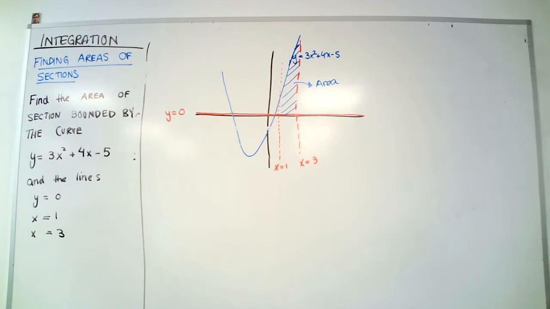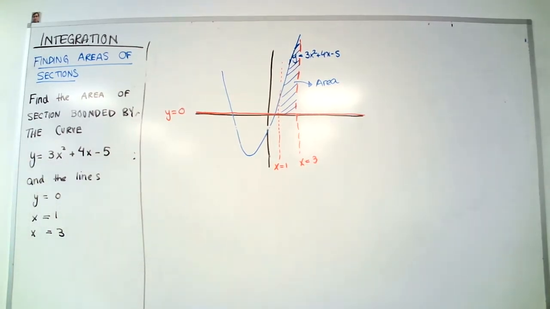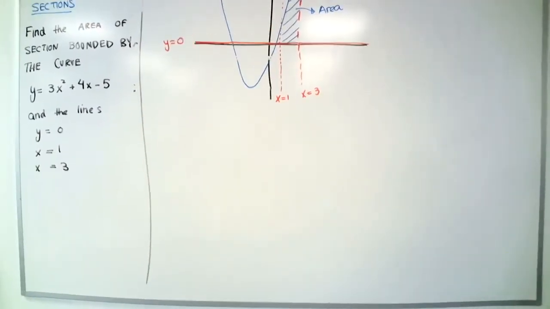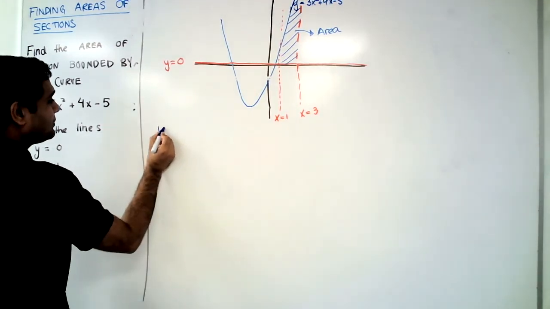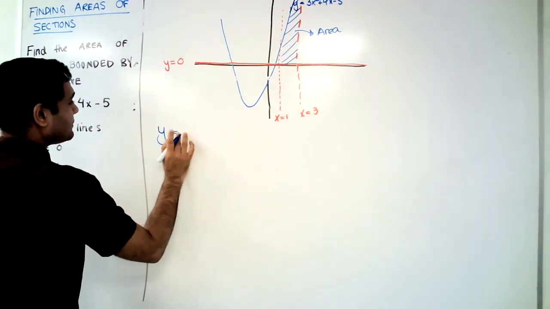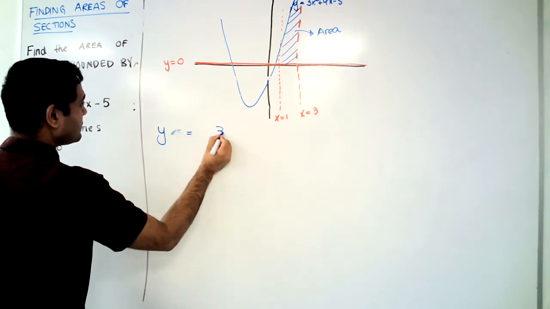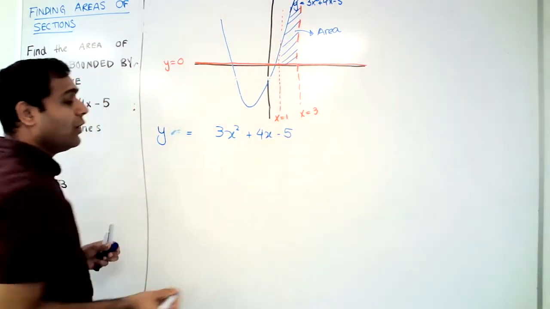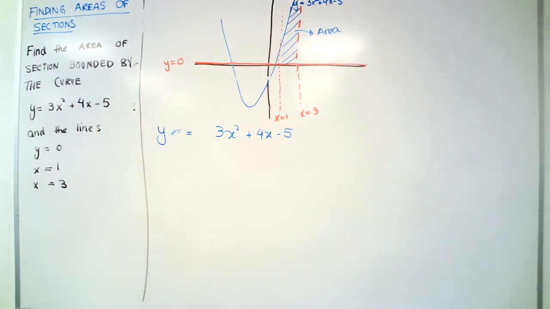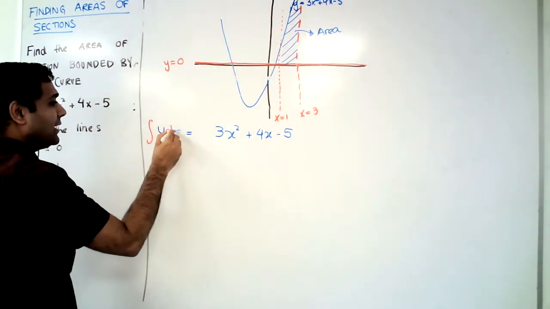And how do you find the area? We will use the concept of limits. So before we do that, we got this equation. Now, let's have a look at this equation and let's integrate it. I have the equation y equals this. I need to integrate it, so I need to put the integration on both sides.